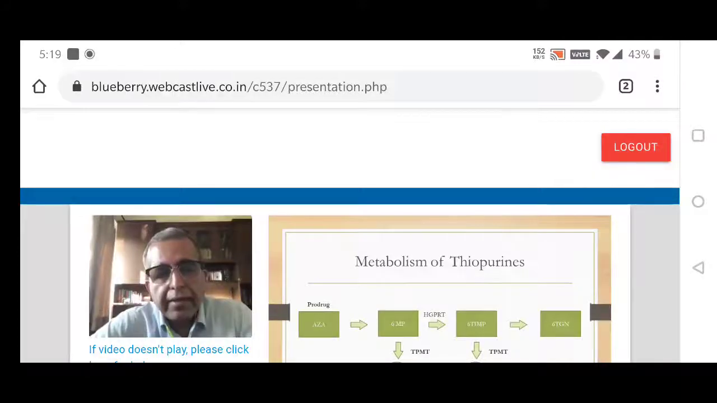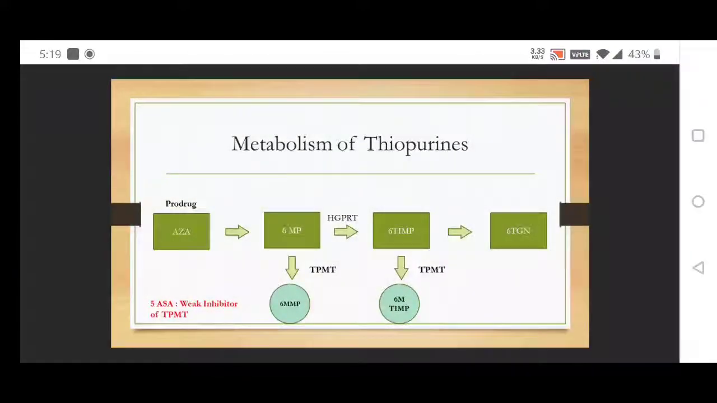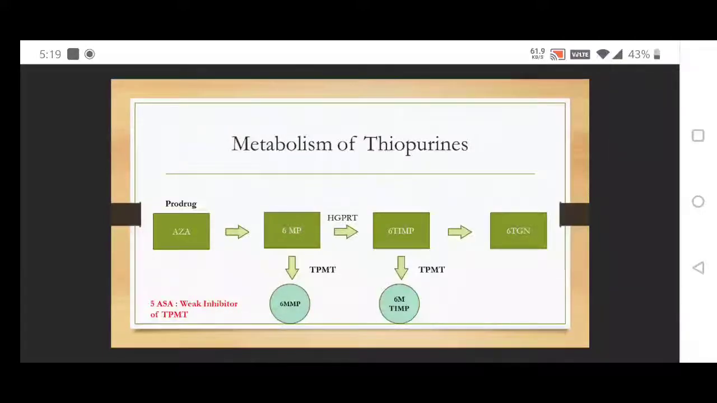And here again, it confronts TPMT. And as before, TPMT gives another methyl group. So this becomes 6-methyl-TIM, and a part of the drug is shunted away. And finally, this is the active drug, which is the 6-TGN. So if you have high levels of 6-TGN and low levels of 6-MMP, that means your TPMT is not very active, and this is the way the pathway is going.